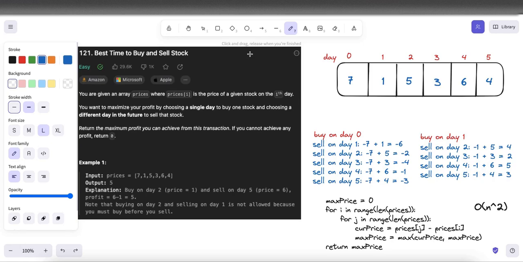Hey everyone, today we'll be going over LeetCode problem 121, best time to buy and sell stock. This is another problem of the Blind 75 list, which is a list of problems commonly asked during technical interviews.